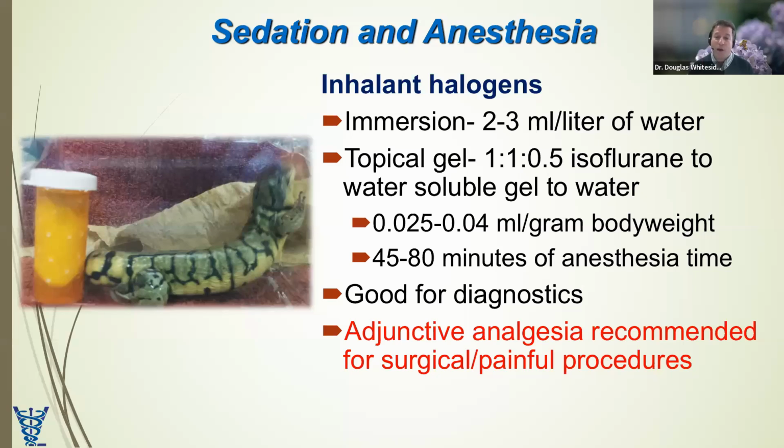One of the things that we find with the halogens, though, is that quite often we don't get a great level of surgical anesthesia associated with it. And so I always recommend that adjunctive analgesia is provided for surgical or painful procedures, and that might be using a local anesthetic, for example, or using either dexmedetomidine or an opioid for pain relief.